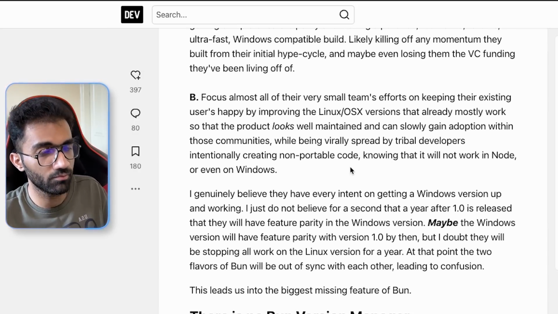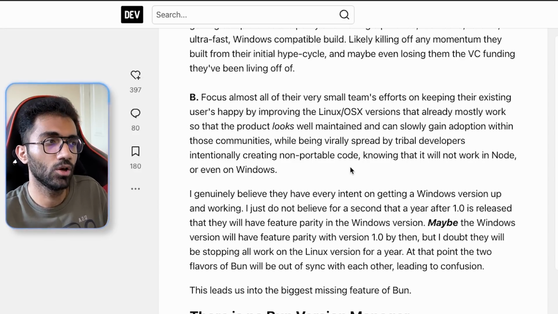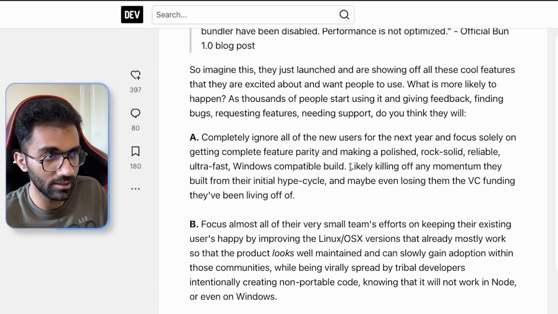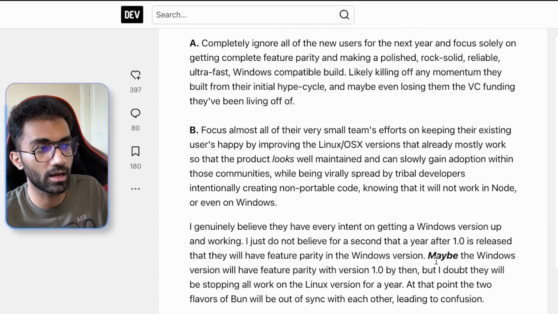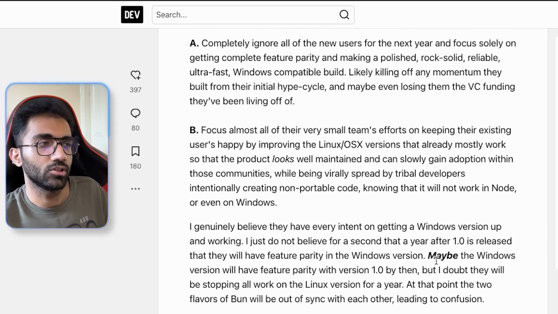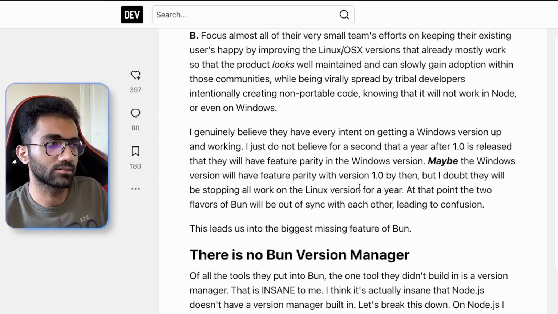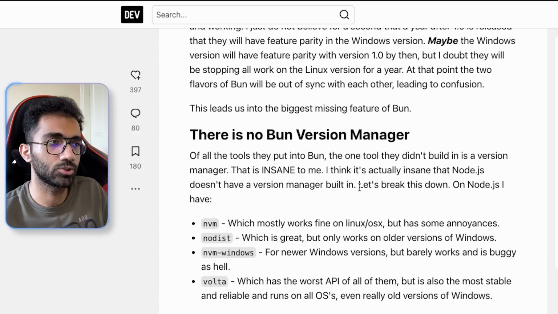I think if Bun does all the right things, I am pretty sure they can pull off not only just the compatibility, most of the compatibility, but also the feature parity and the Windows support and everything. So yeah, smart people can do things which other people think they can't. So that's something I believe in.